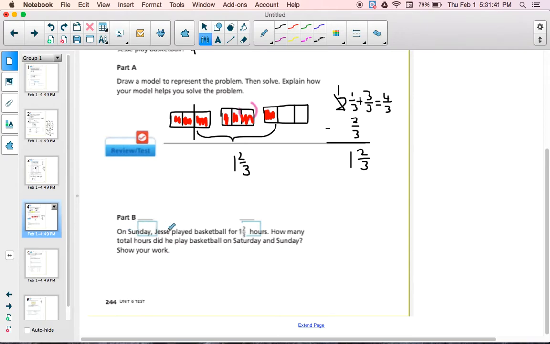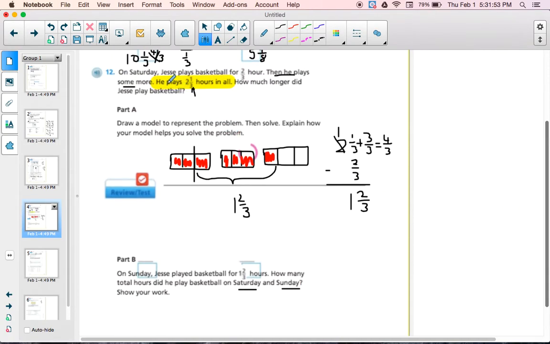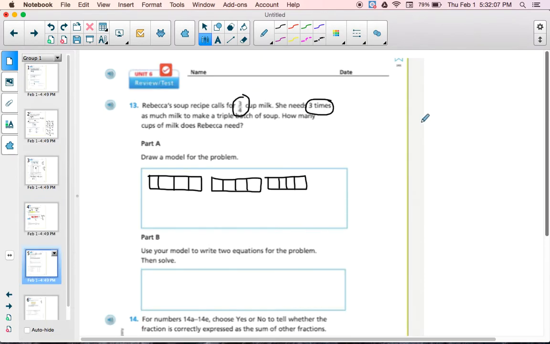On Sunday, Jesse played basketball for 1 2/3 hours. How many total hours did he play basketball on Saturday and Sunday? Go back to the previous problem. It says he played for 2 1/3 hours on Saturday. On Sunday, he played for another 1 2/3 hours. Add those two together to find your answer. All right, we're almost there.